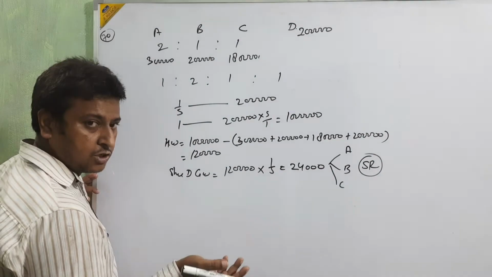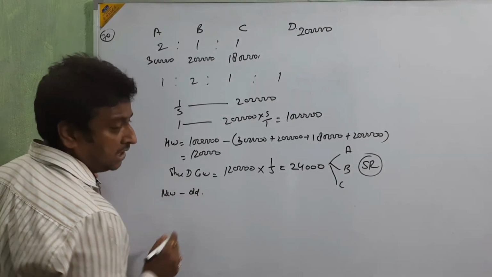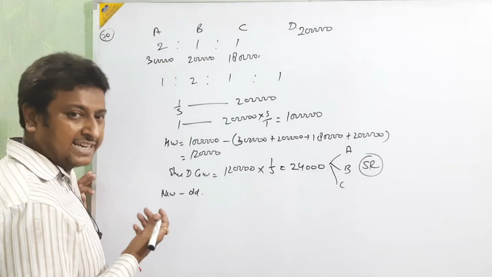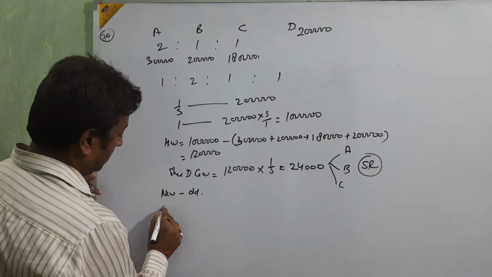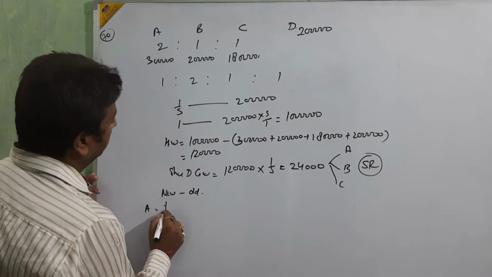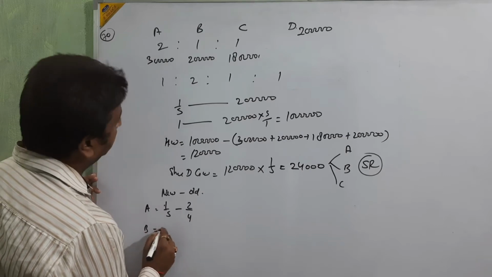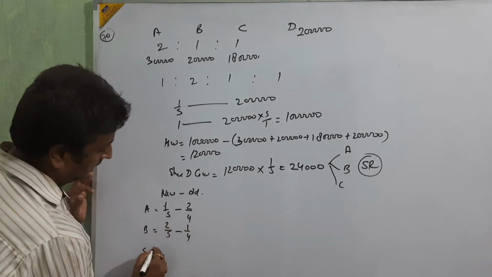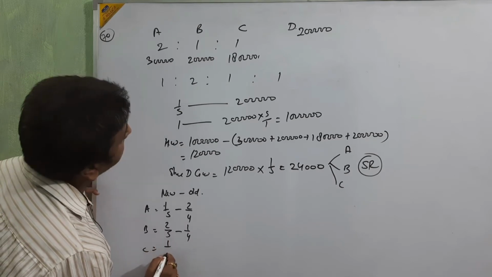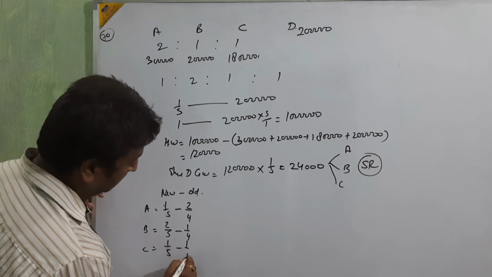Or you are using new minus old. If positive, then gain, if negative then sacrifice. So for A, new 1/5 minus old 2/4. For B, 2/5 minus 1/4. For C, 1/5 minus 1/4.